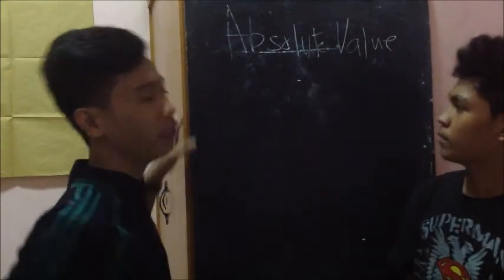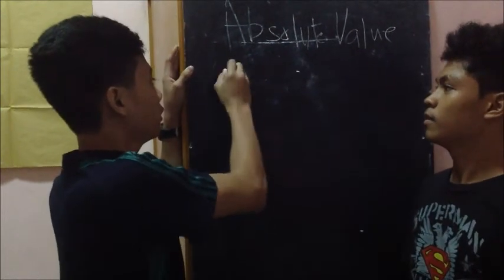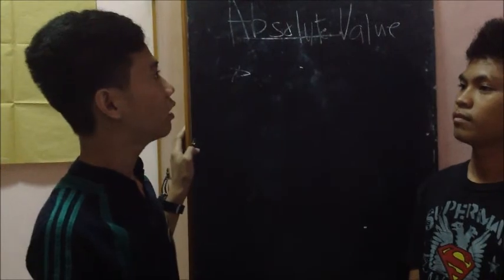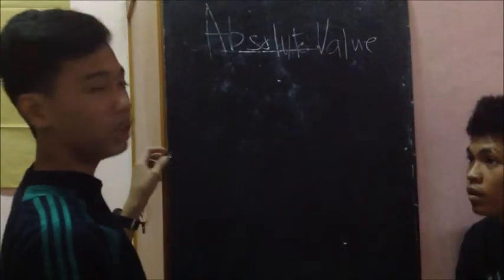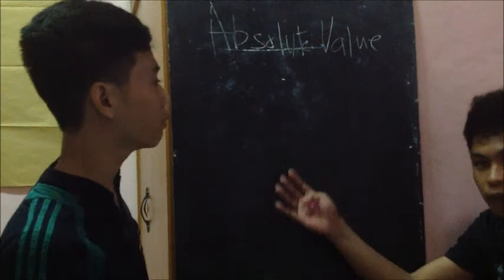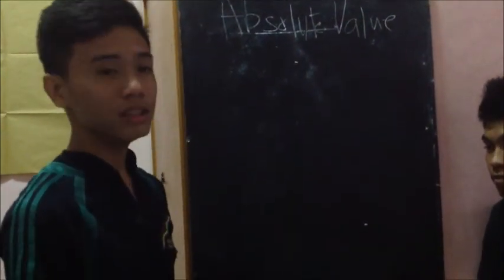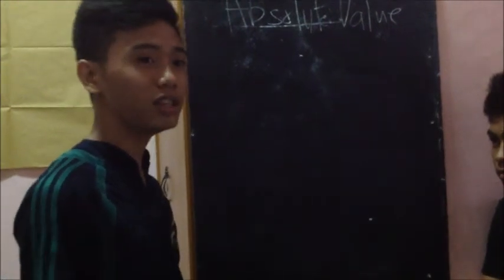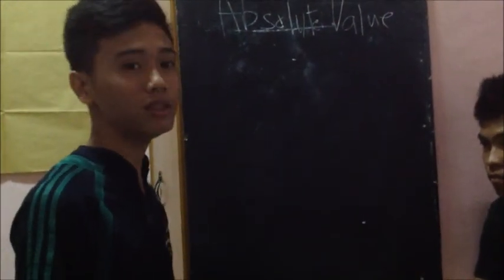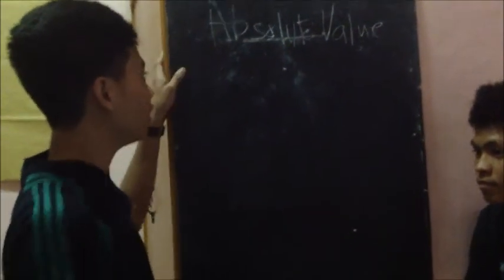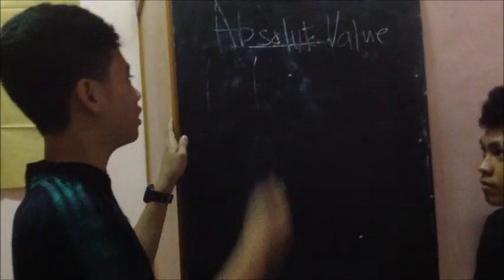Definition of absolute value. Today we're going to talk about absolute value. Absolute value is the distance from 0. If we're going to talk about absolute value, this is a positive number. Absolute value is written with a sign like this. If we see a sign like this, it is considered as absolute value.